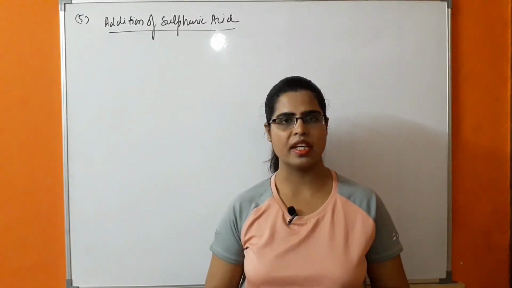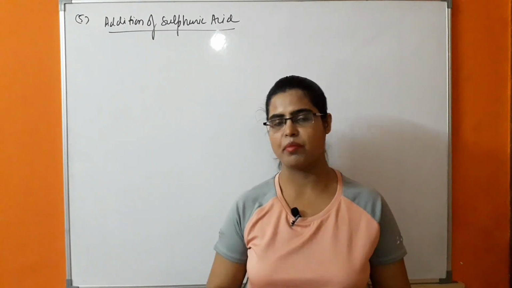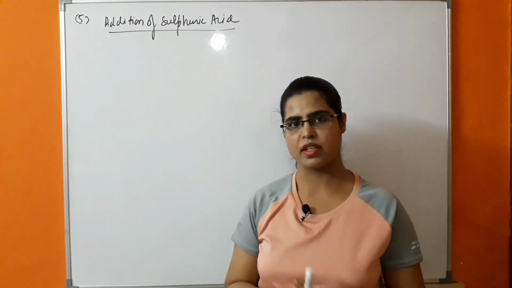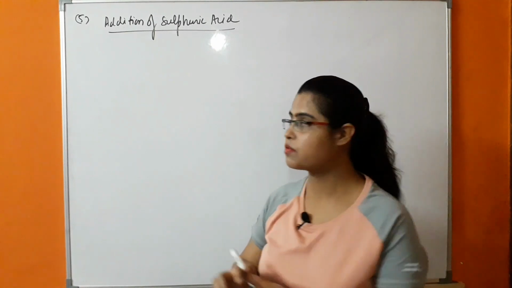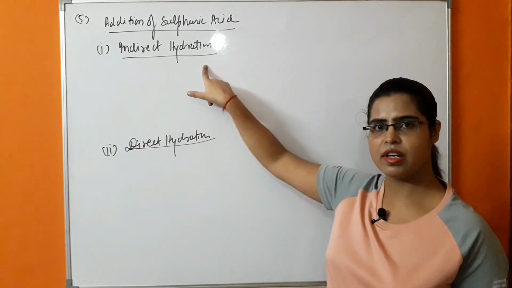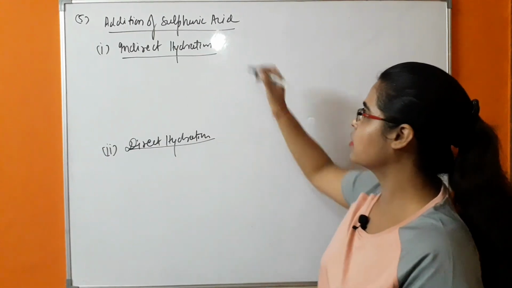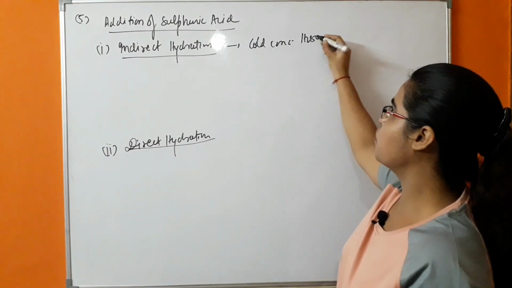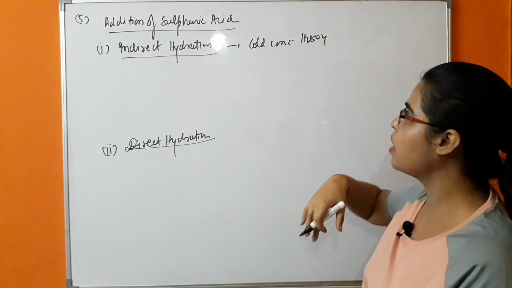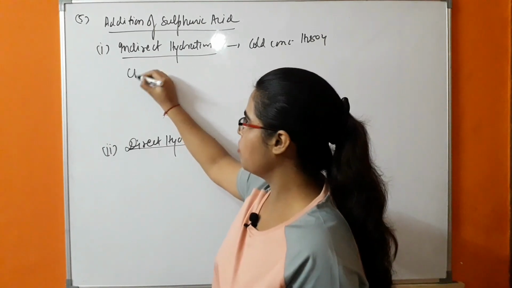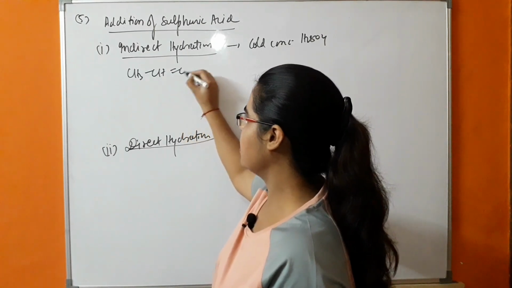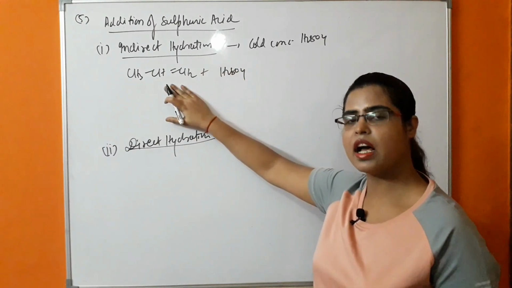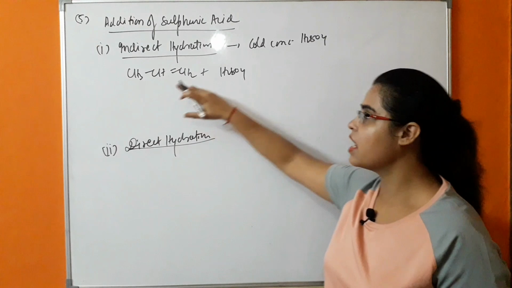The next chemical property is hydration, and it will occur by the addition of sulphuric acid. So there are two ways by which hydration will take place. In the first, indirect hydration will take place. In this case, cold concentrated H2SO4 will be used. So what will happen? H2SO4 will react with this unsymmetrical alkene. How is this reaction taking place?